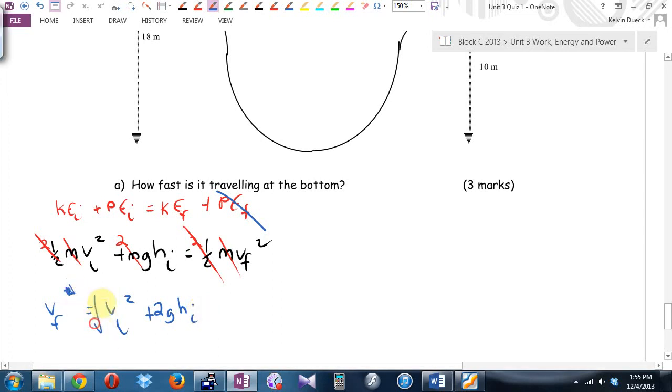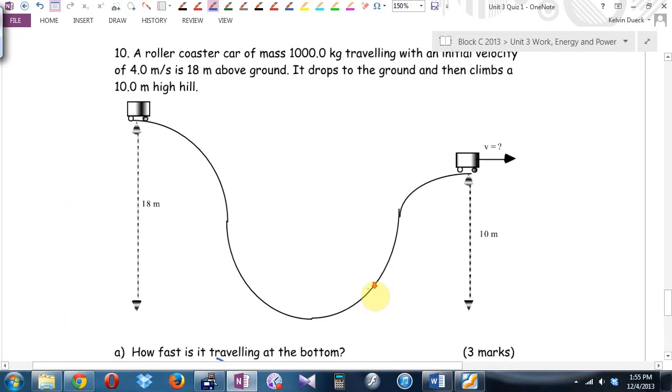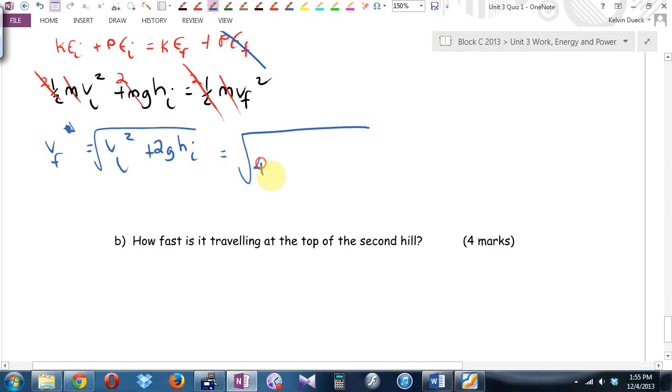So this is going to be the square root of 4 squared plus 2 times 9.8 times 18. Okay, let's see you do this one in your head.